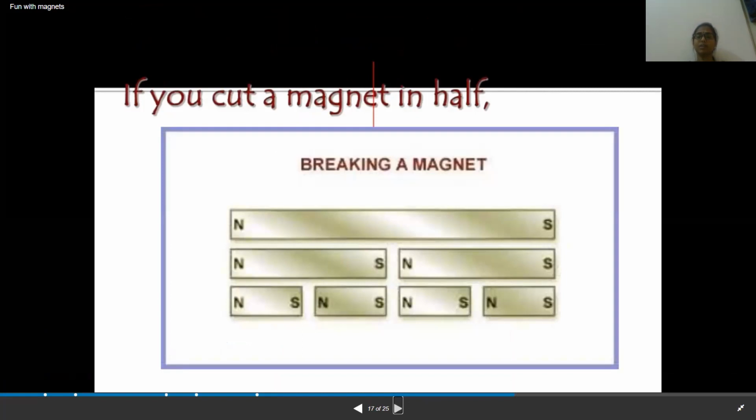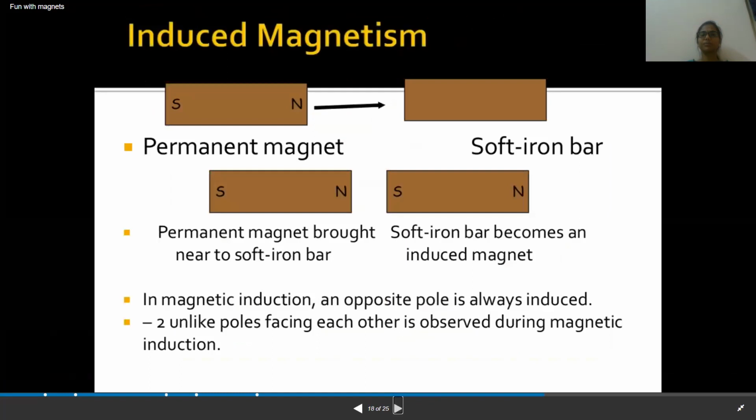Here you can observe the big magnet we cut into two pieces. Again the two pieces will have north and south directions. Again that small piece we can divide into four pieces, and those four pieces also have north and south directions. So like this, a magnet never exists with a single pole.